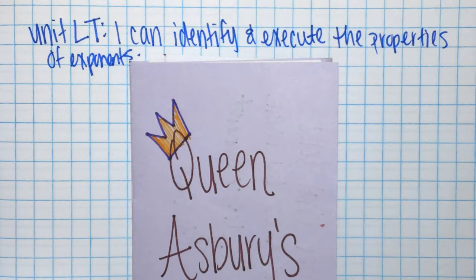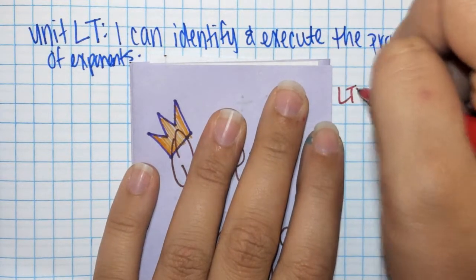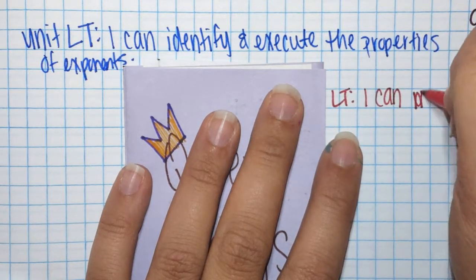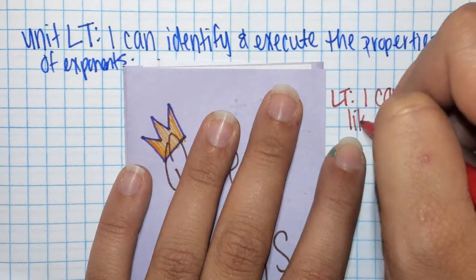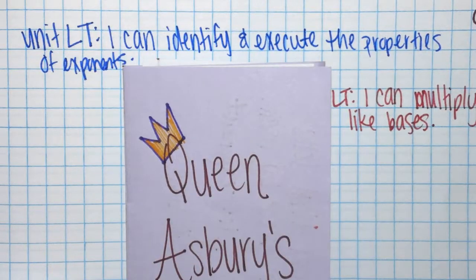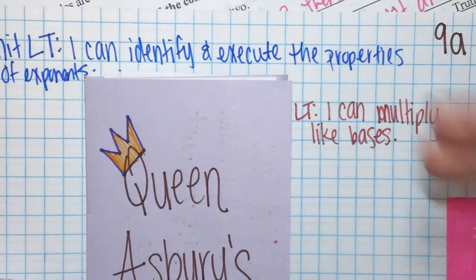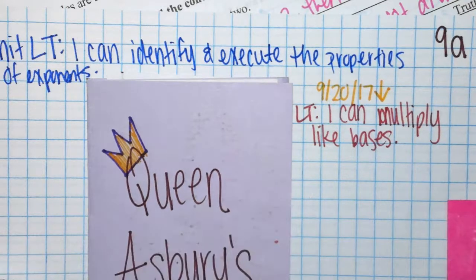So today, one of the things that we're going to learn, because we're learning 2 topics today. Today, our learning target says, I can multiply like bases. We've started our lesson, just to let y'all know. So I'd like you to write today's date above that. Today's date is the 20th. And this is our learning target for today.